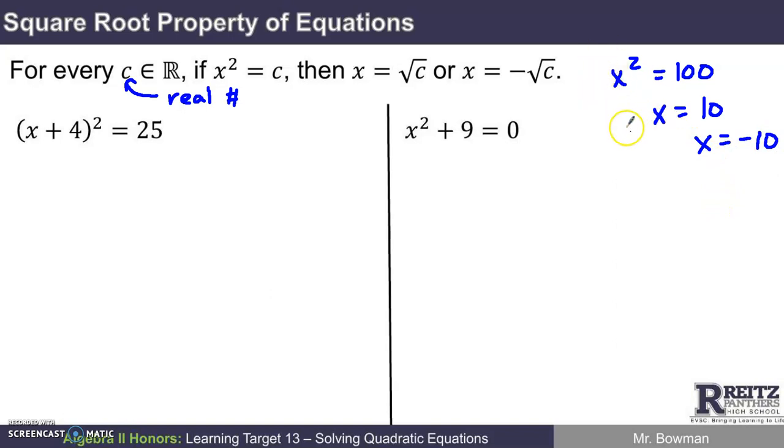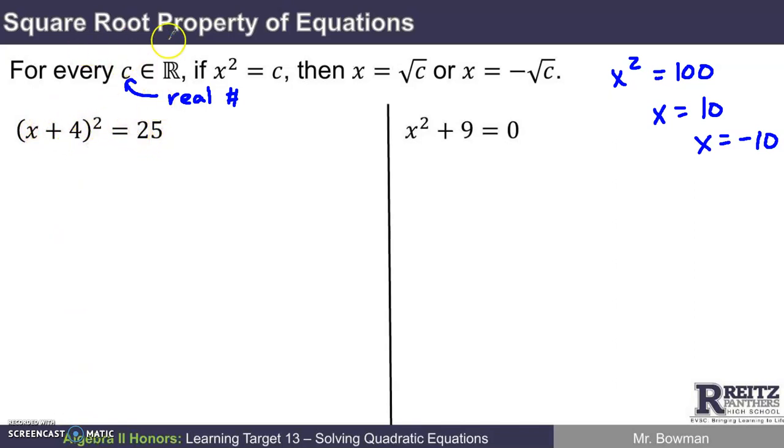So this property is one that I know you saw when you took Algebra 1. I imagine it came up at times in geometry, but we're going to use it today as well. We're going to use it to solve some equations that are a little more complicated than this one here. One of the equations that we'll solve with this is this: x plus 4 squared equals 25.